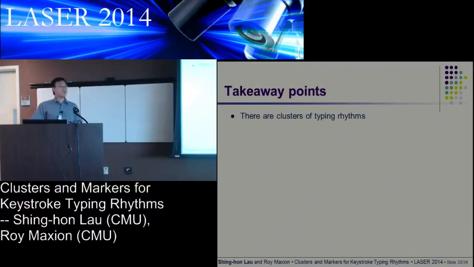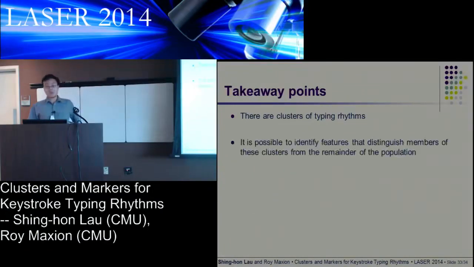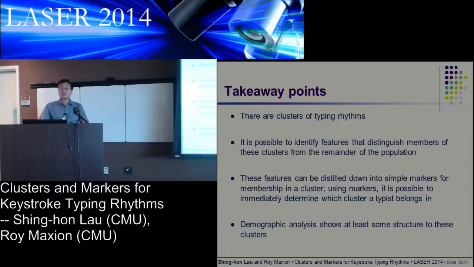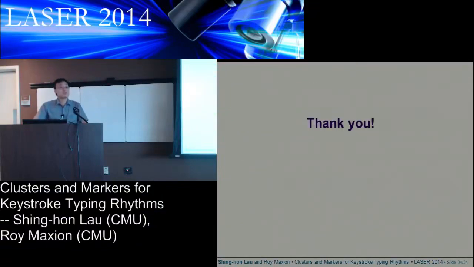Finally, takeaway points. First, yes, there are clusters of typing rhythms. Second, it is possible to identify features that distinguish members of these clusters from the remainder of the population. These features can be distilled down into markers, and that allows us to immediately determine which cluster a typist belongs in. And finally, our demographic analysis shows that there's at least some structure to these clusters. So with that, I will thank you very much for being so attentive, and we'll move to questions.